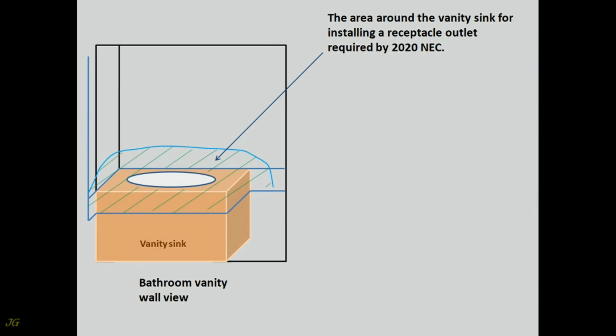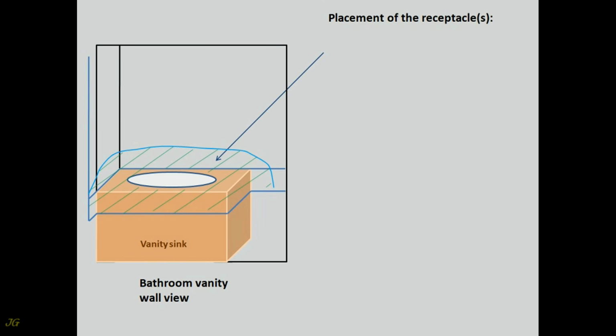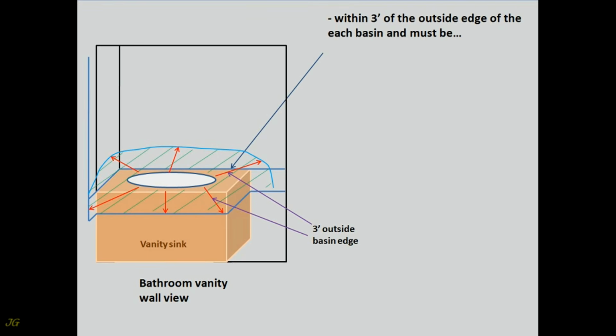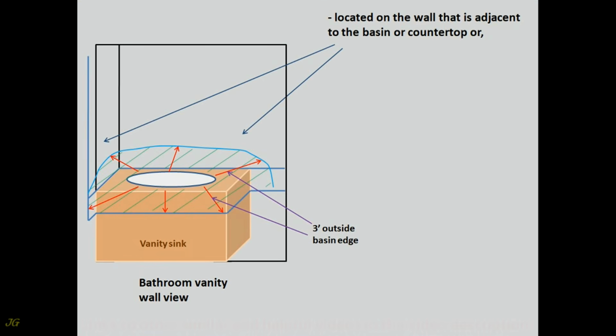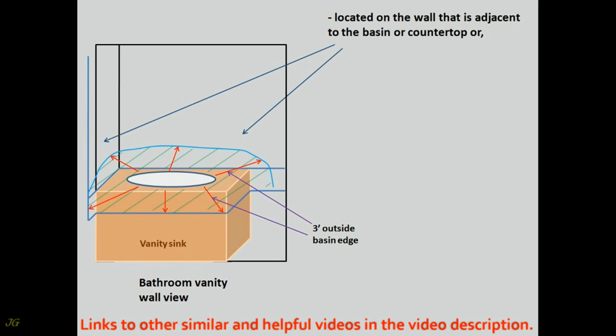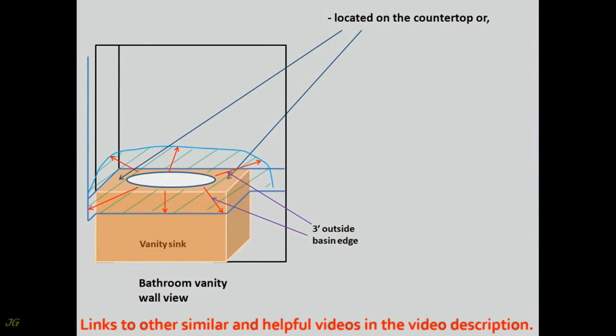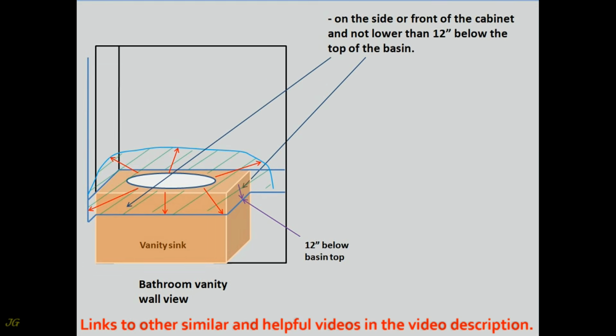The area around the vanity sink for installing a receptacle outlet required by the 2020 NEC. Placement of the receptacles: within 3 feet of the outside edge of each basin, and must be located on the wall that is adjacent to the basin or countertop, or located on the countertop, or on the side or front of the cabinet and not lower than 12 inches below the top of the basin.